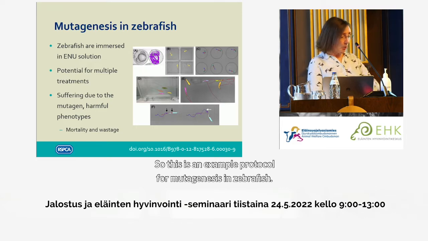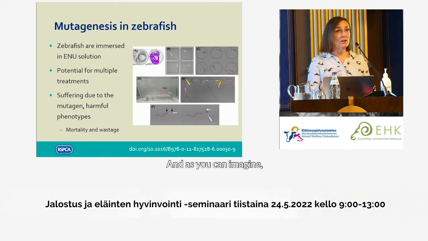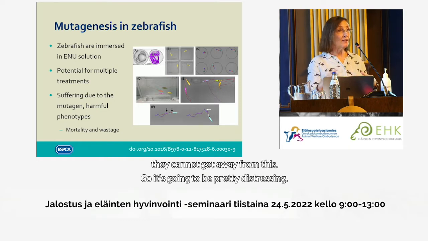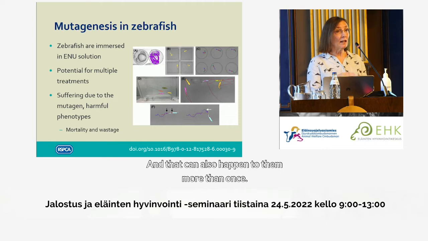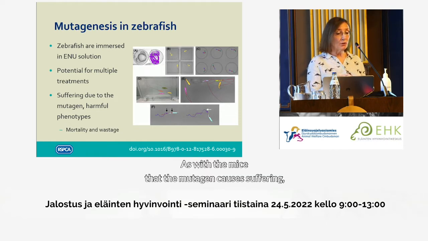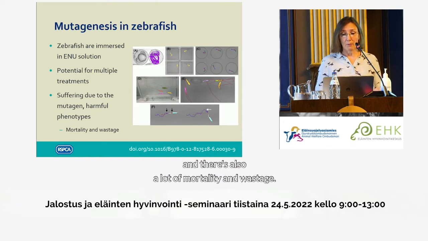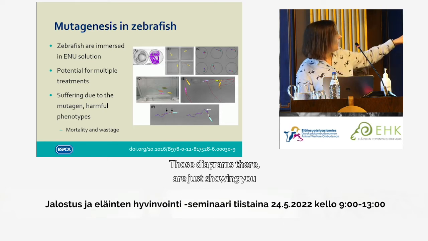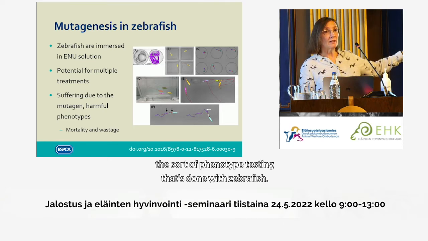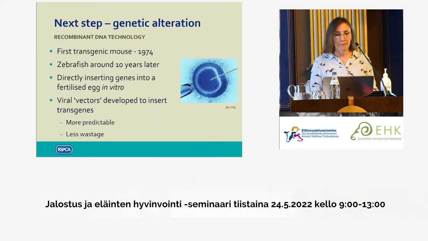So this is an example protocol for mutagenesis in zebrafish. They're actually immersed in a solution of this ENU, this mutagen. And as you can imagine, they cannot get away from this. So it's going to be pretty distressing, and that can also happen to them more than once. As with the mice, the mutagen causes suffering. There's a risk of harmful phenotypes, and there's also a lot of mortality and wastage. Those diagrams there are just showing you the sort of phenotype testing that's done with zebrafish, so they're video tracked to see how they move and how they behave.